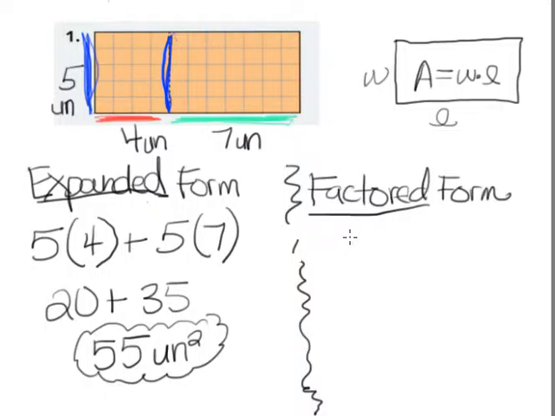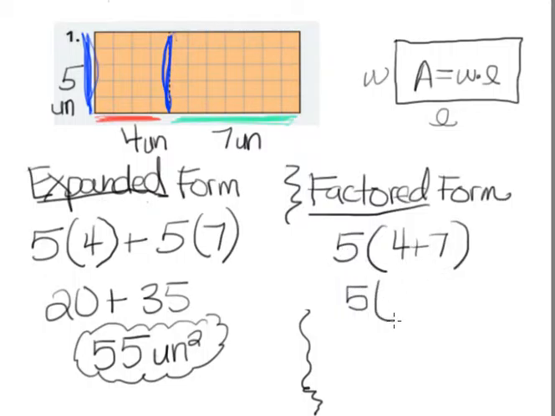So let me show you how that's written, and then we can talk about it a little bit. So in factored form, I'm going to just multiply width, which we know is 5, times length, which is 4 plus 7. Right there like that. So now, whoa, I'm erasing a bunch of stuff. Now I can go ahead and figure out, well, what is 4 plus 7? I'll do what's in parentheses, and I'll say 5 times (4 plus 7).